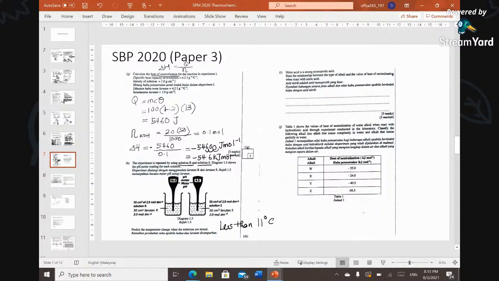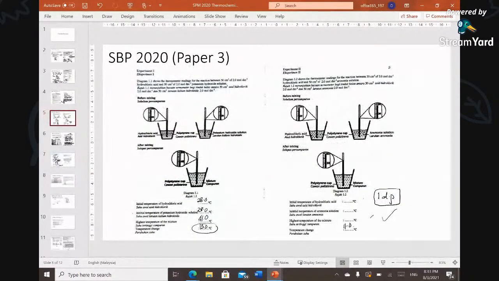Because previously, it was the temperature difference over here. Experiment 1 is between strong acid and strong base. Now we look at the experiment between the strong acid and weak base. If you look at the experiment over here, it is 11 degrees Celsius. So predict means your value is supposed to be less than 11.